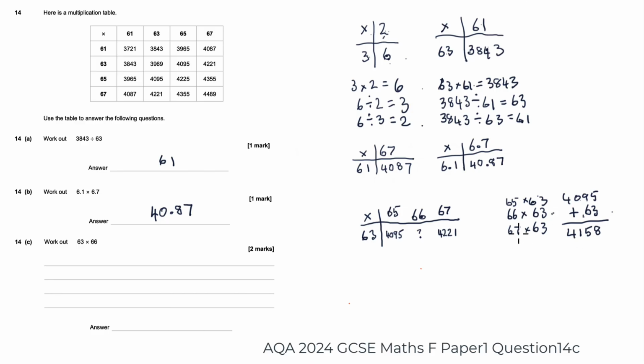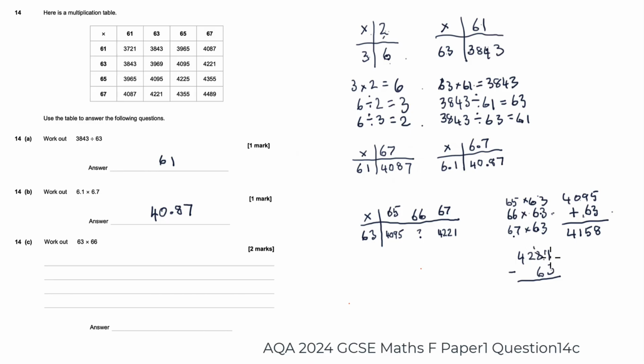Or you could work from 67 lots of 63, which is 4221, and take one lot of 63 away. You start with 67 lots of 63. To get 66 lots of 63, we'd take a 63 away from that total. So we could take 3 from 1.